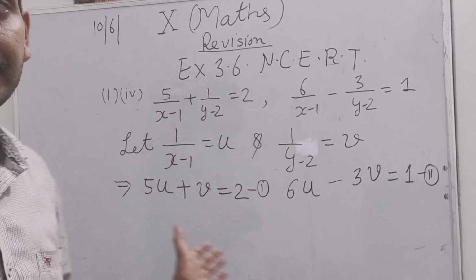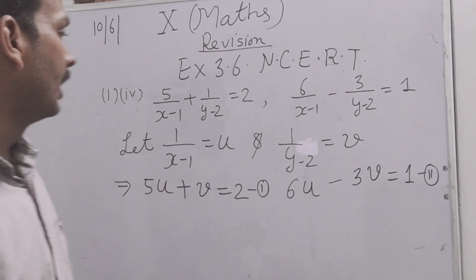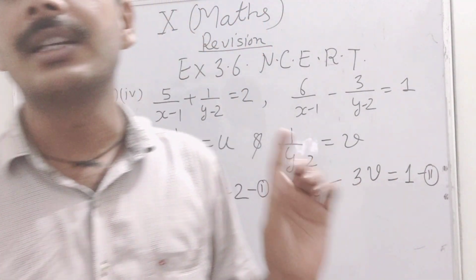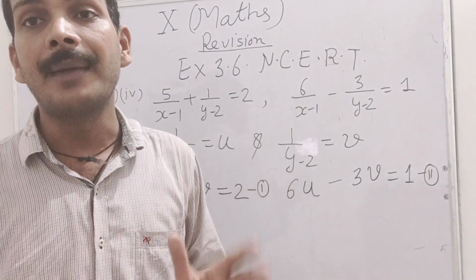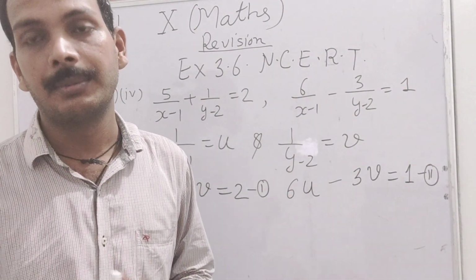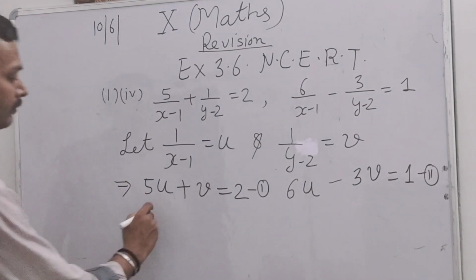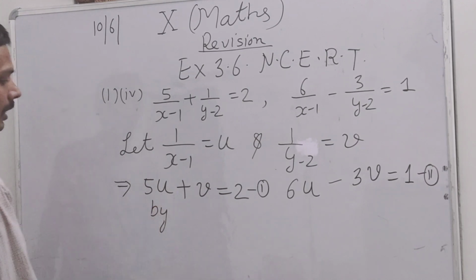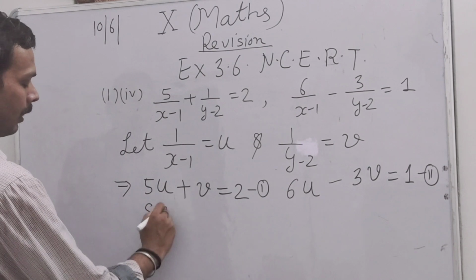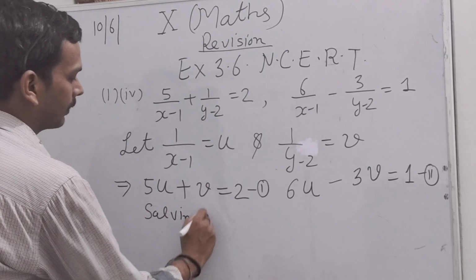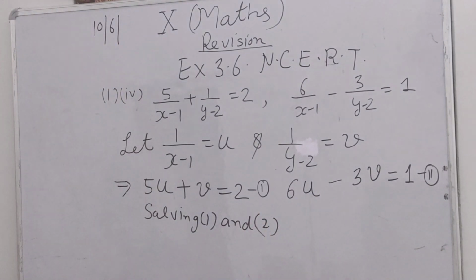Now we will solve these two linear equations. I have told you, when you have to solve and nothing is mentioned in the question, either in the word problem or in the questions, you have to apply the elimination method, because the elimination method is very easy. So solving equation number 1 and 2, how will we solve? After this you will write down solving equation number 1 and 2.